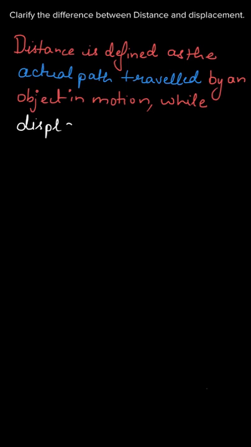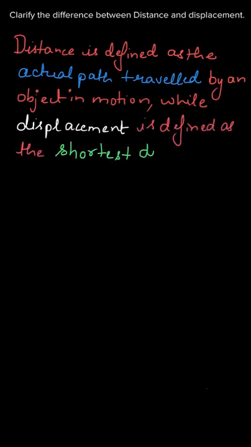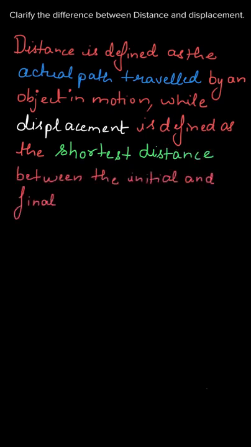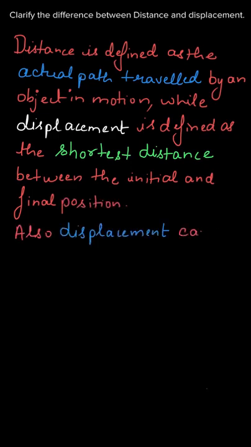that is the displacement. So we can write about displacement that it is defined as the shortest distance between the initial and final position. So displacement is nothing but the shortest distance between the initial and final position of the object in motion.